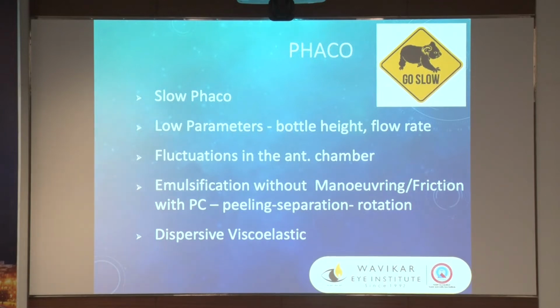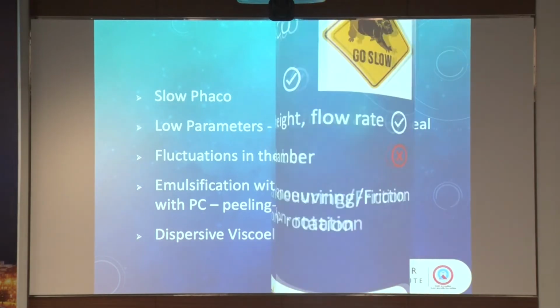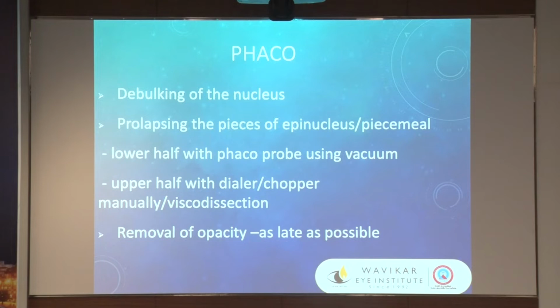Sometimes you get into such a situation. So basically, you have to be very, very gentle with all the maneuvers, including phaco. Emulsification has to be done without maneuvering, and friction to the PC has to be avoided. Either you can do peeling separation and use dispersive viscoelastic, the point which I already explained. Debulging the nucleus is the first step, then prolapsing the pieces of the nucleus or piecemeal. There are multiple techniques. Sometimes you can prolapse it like a pizza pie, or sometimes you can take it piecemeal by small pieces. And the removal of the opacity has to be left as late as possible.